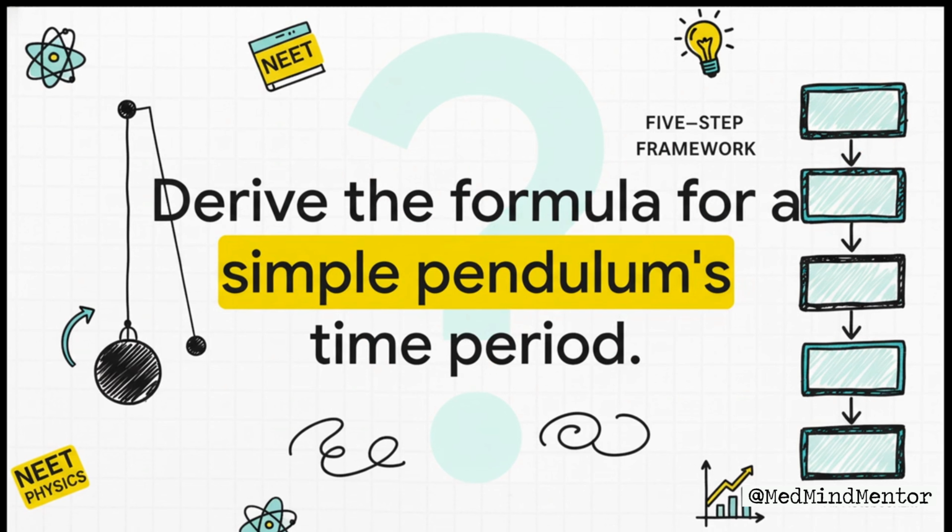Okay, that was checking an equation. Now for the other big one, deriving a formula. This is where you really feel like a physicist. We're going to use our 5-step framework to build the formula for a simple pendulum right from scratch. This is a crucial skill, so pay close attention.